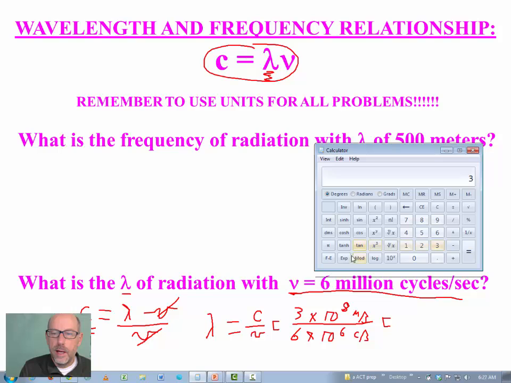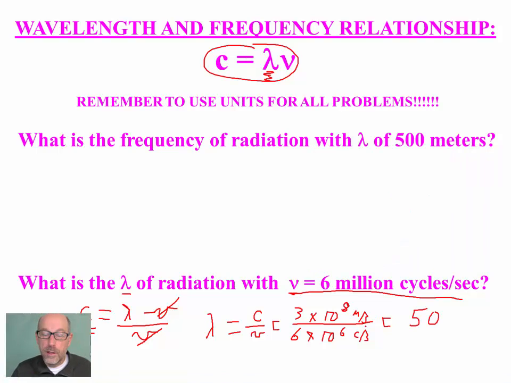And usually we want to rewrite this equation from left to right. 3 times 10 to the 8th divided by 6 times 10 to the 6th equals 50. So our wavelength should be 50 meters. Let's just figure out why it is 50 meters. Well, we have meters on the top of the top, and then seconds here, and seconds on the bottom of the bottom as well, so they'll cancel. And we're left with meters per cycle.